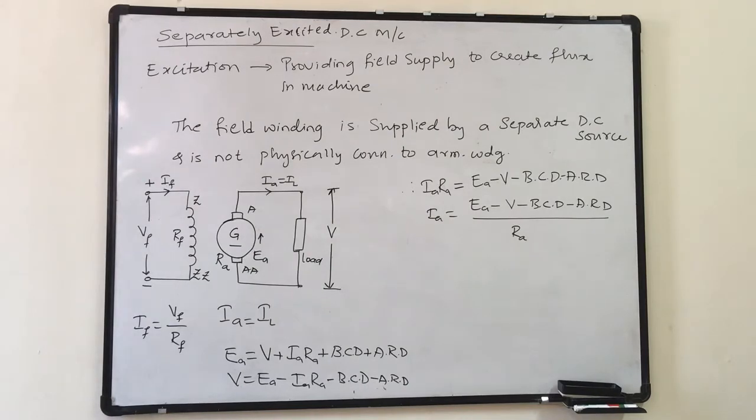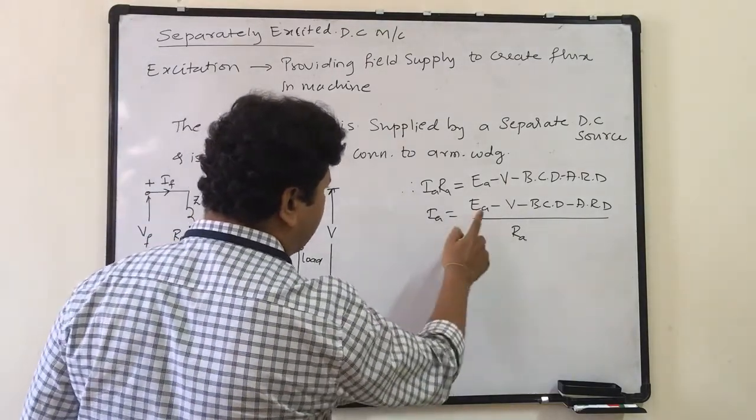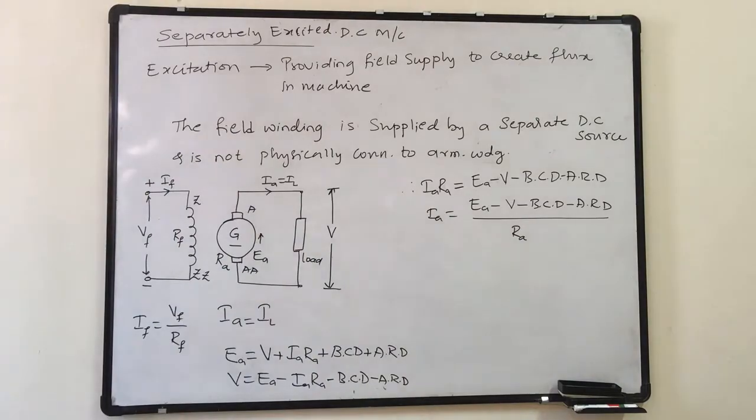and EA and VA will be very near to each other. But one thing we should remember: this IA, whatever I have written, is at the short circuit condition we can call.